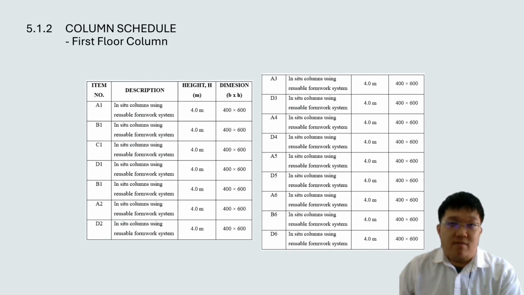This slide shows the first floor column schedule. The continuity in column design between floors ensures structural efficiency and ease of construction. Repetition of column types improves constructability and aligns with the IBS principles.